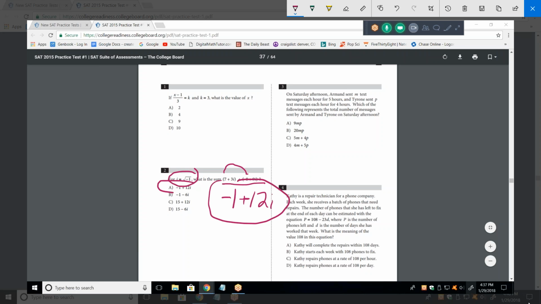And yes, it's right there. Answer A. If you don't see an answer on there after you do the problem, then you've made a mistake. And you have to go back and kind of refigure how to do that problem.